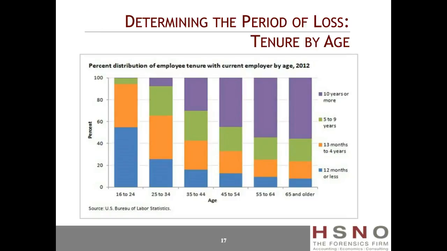Here's a graph that shows you expected tenure by age, by color. The orange bar represents about 1 to 4 years of tenure. You'll notice that it dominates in the 16 to 24-year-old age group and the 25 to 34-year-old age group, and then it begins to shrink at age 35 or older. The purple bar represents workers that have 10 or more years of tenure, and you'll notice that once you get to age 45 and above, that predominates. So once we get into the 40s, you're going to be expecting a fairly high tenure on the job, if not to retirement or the end of work life expectancy.